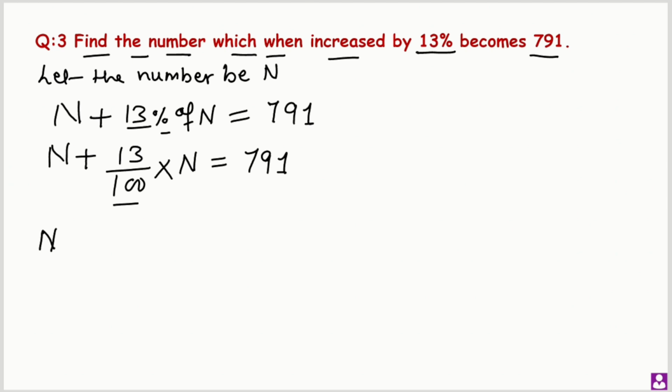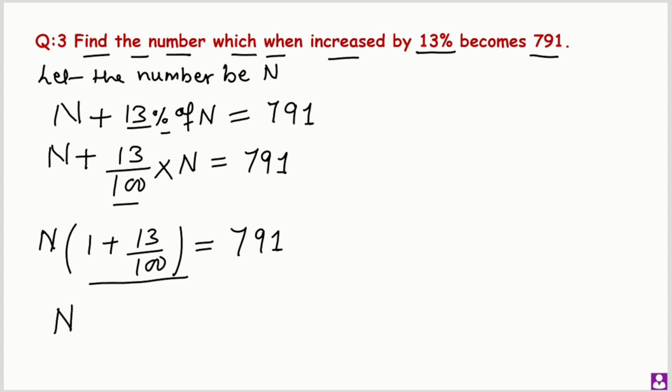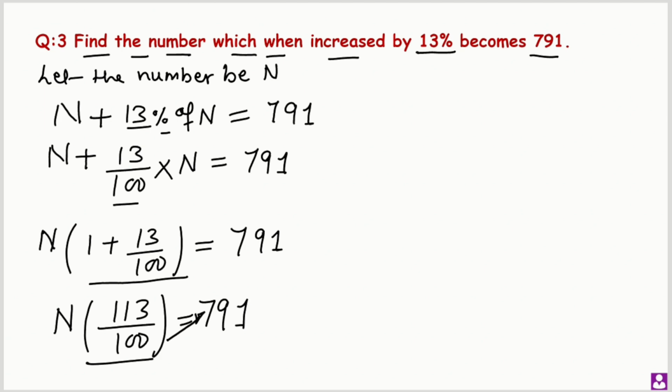Now take the n common by using the distributive property. 1 plus 13 over 100 equals 791. Now this is a fraction, and addition of fraction I have already covered in my previous video. Please go and check and solve this. So after solving this, we will get 113 over 100 equals 791. Now transpose this number to the other side. So by transpose, 100 will go in the numerator and 113 will come in the denominator.